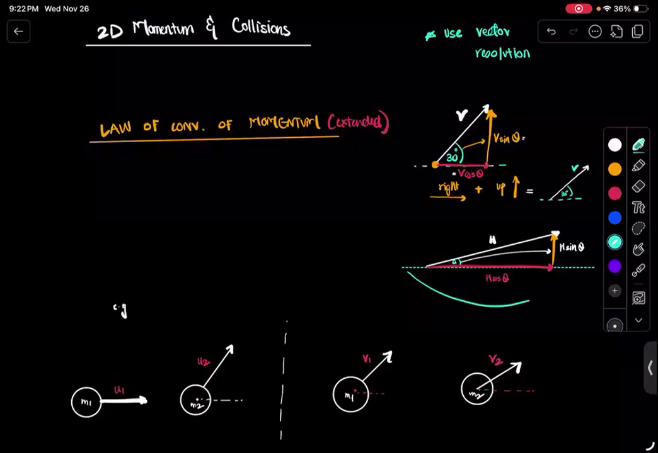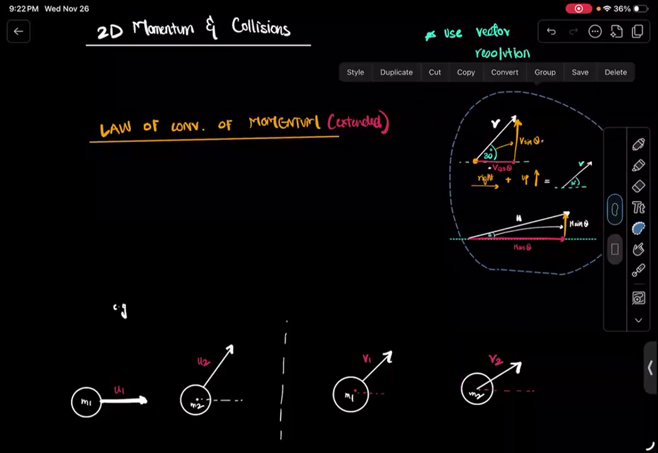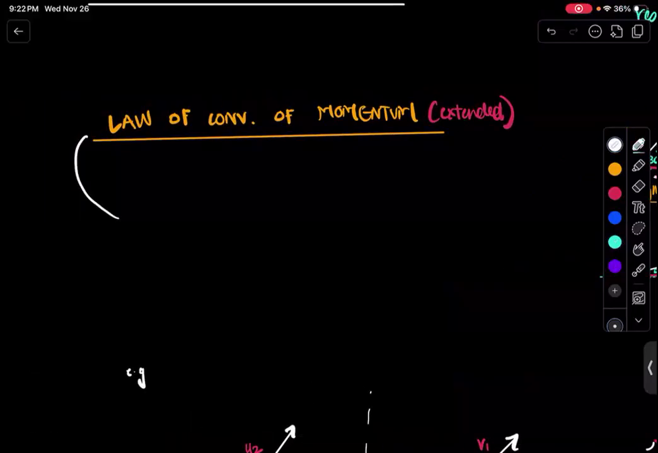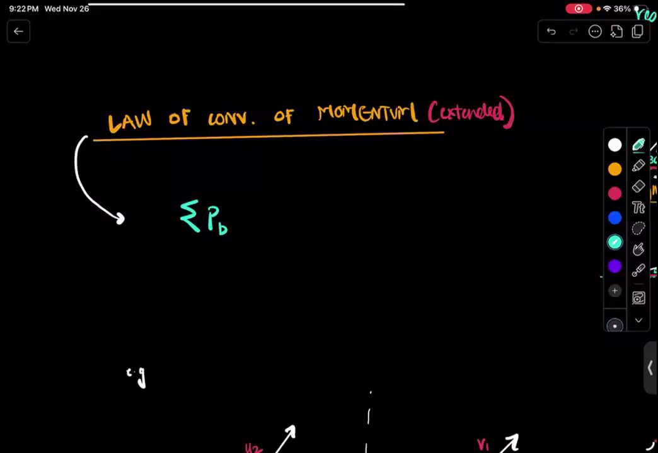So this is just a recap of vectors that we discussed earlier. Now, starting the law of conservation of momentum, we are now going to talk about the law of conservation of momentum, which is the extended version. Initially, the law of conservation of momentum was what? That we said the sum of momentum before collision should equal the sum of momentum after collision, right? Earlier, we just ended at a closed system without any external forces, right?